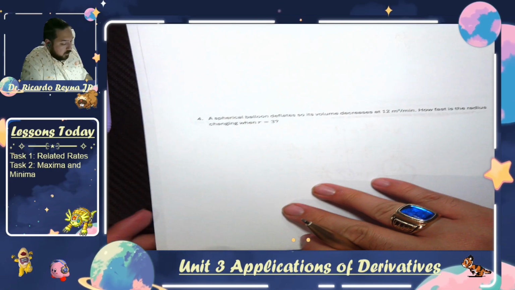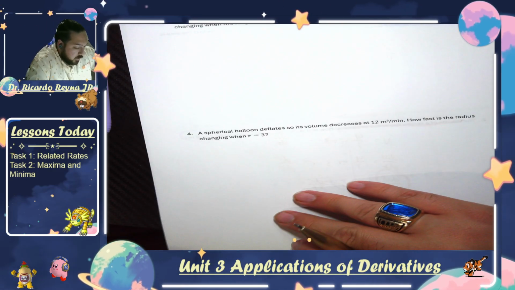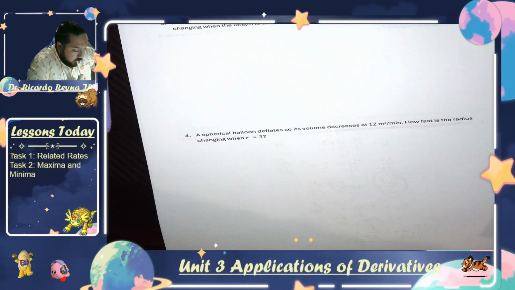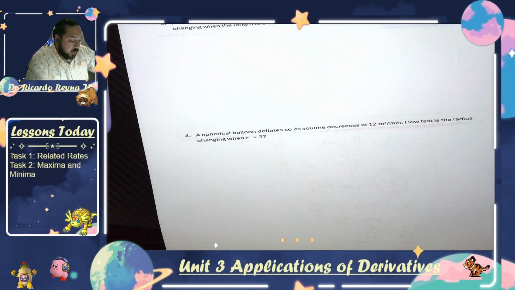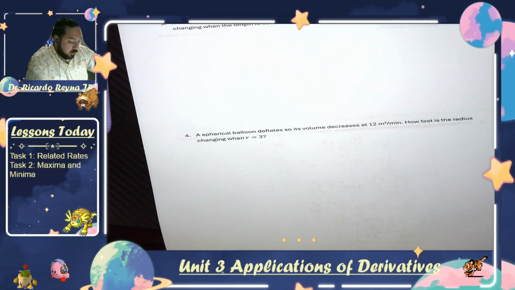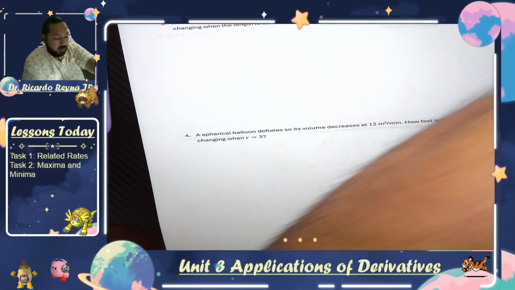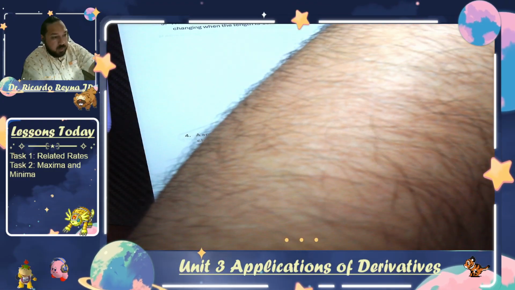Next, a rectangle has a constant area. Its length is increasing at 2 meters per second. How fast is the width changing when the length is 10 and the width is 5? Okay.